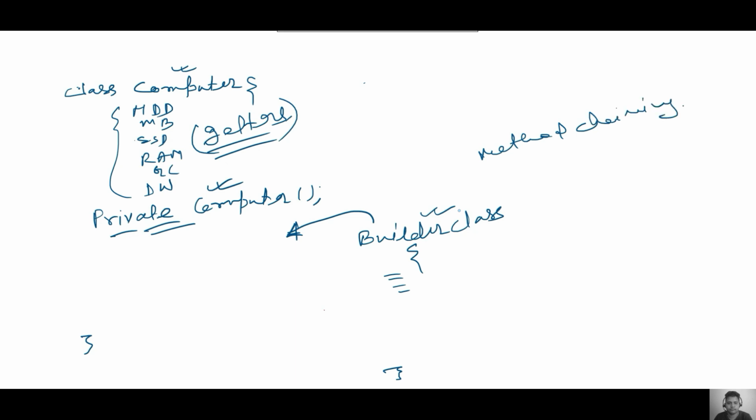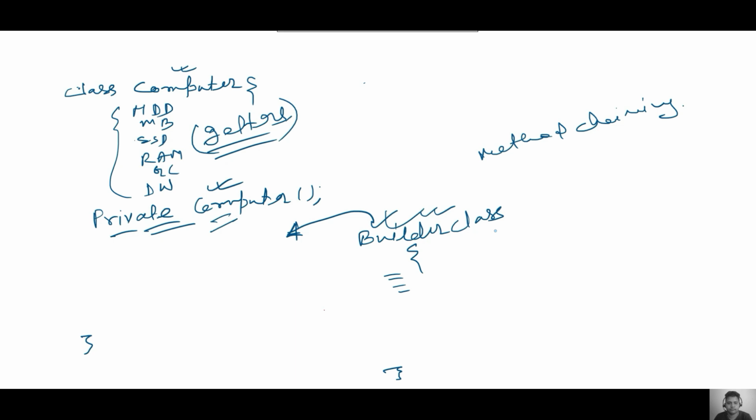We need to use method chaining. In method chaining, every setter method will return the object of the builder class, and this constructor is private. So how will the client, in the client code, create the object of this computer class?